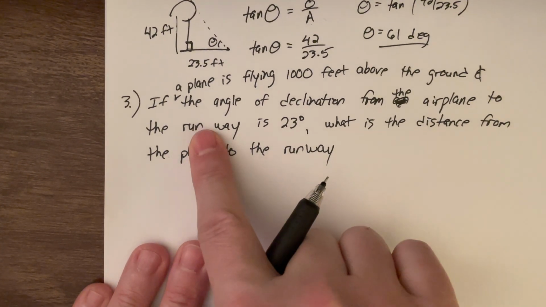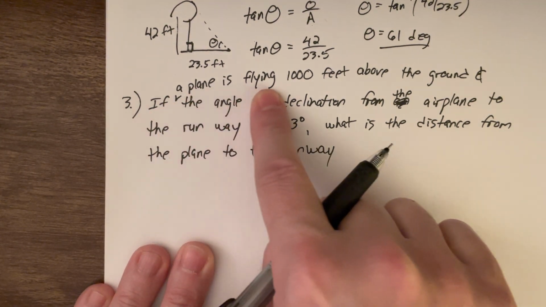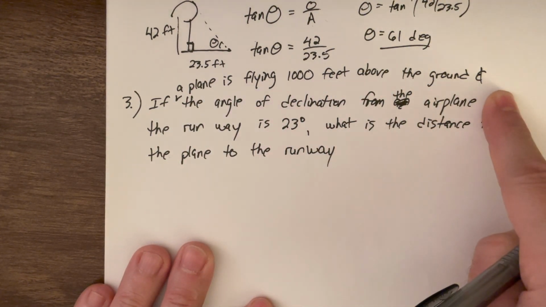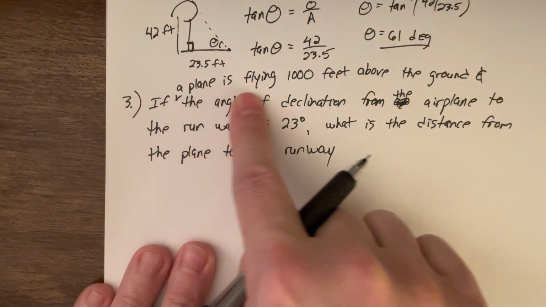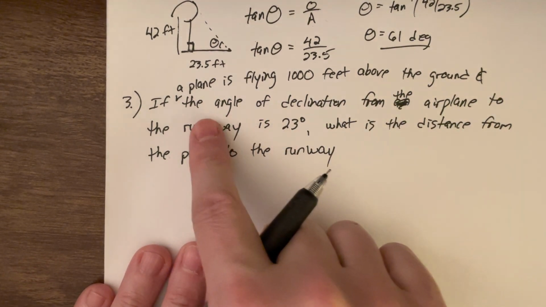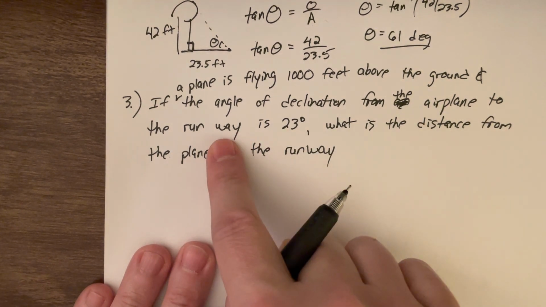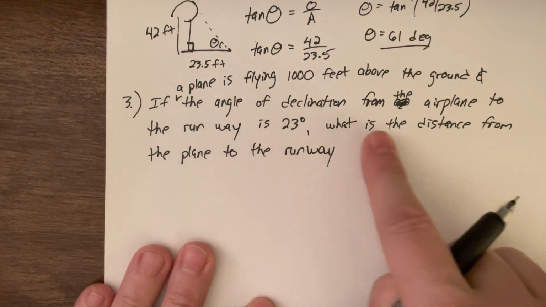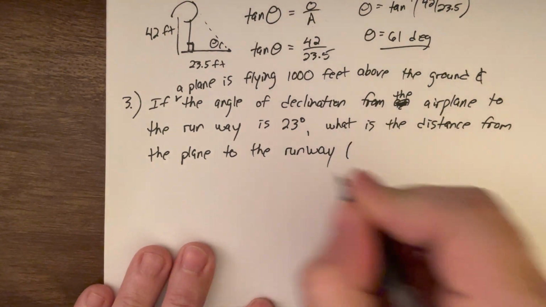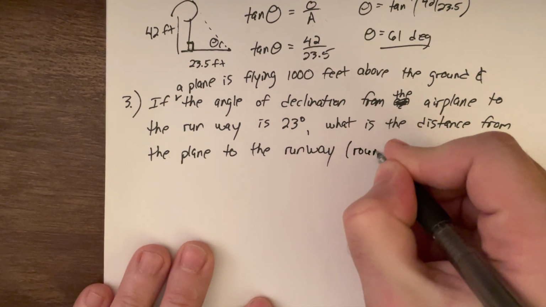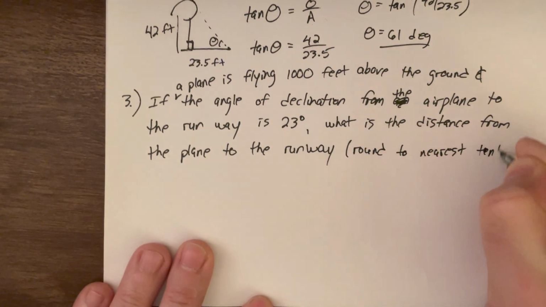So let's move into problem number 3. This time, we're looking at a plane flying 1,000 feet above the ground. So the plane is 1,000 feet above the ground, and the angle of declination from the airplane to the runway is 23 degrees. What is the distance from the plane to the runway? Oops, and I forgot. Let me put my rounding directions. Let's round to the nearest tenth of a foot.